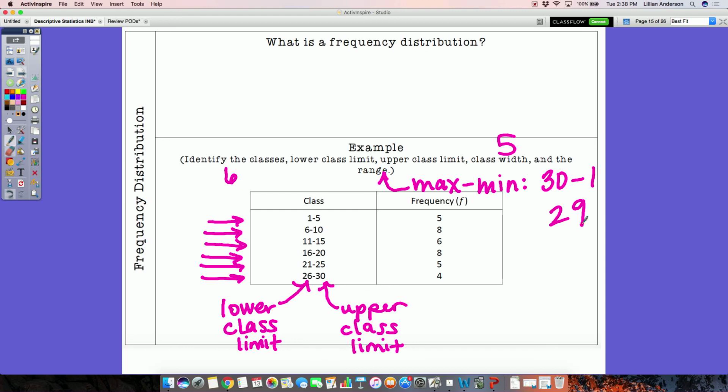All right? It's important that we identify what all these things are, because when we have to create our own, we need to be able to distinguish what is our lower class limit, what's our upper class limit, what is our range, what is our class width, and of course, how many classes we're going to be dealing with, okay?